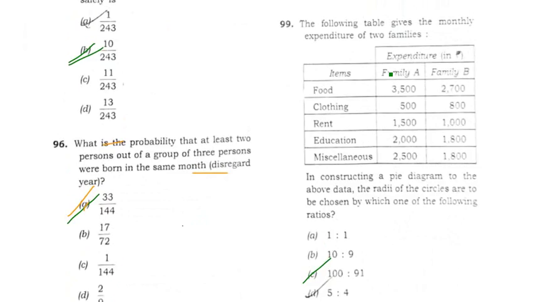The following table gives the monthly expenditure of two families. These are monthly expenditures of two families. In constructing pie diagrams for the above data, the radii of the circles are to be chosen by which of the following ratios? So 1:91 will be better. Sorry, C option is right. I took D, but C option is right. Okay. So 100:91.